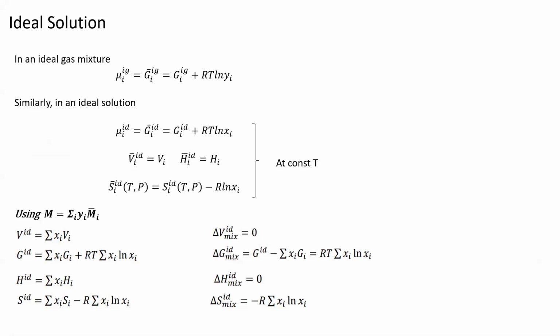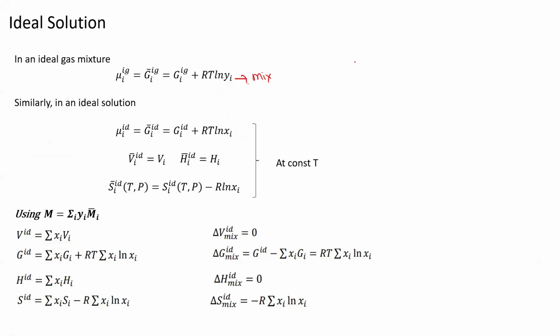But we take something as a reference, which is considered an ideal solution with some properties. For that, we define it similarly to a gas mixture, right? That mu_i^ig is equal to G_i^ig plus RT ln yi. So similarly, here we will have plus RT ln xi. This is for the mixture, the liquid solution.